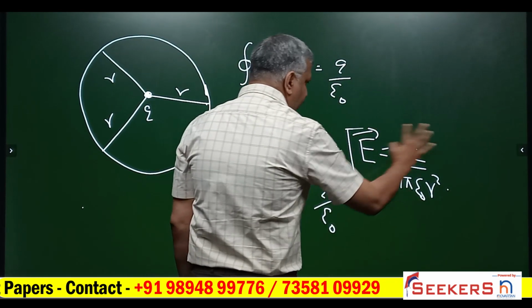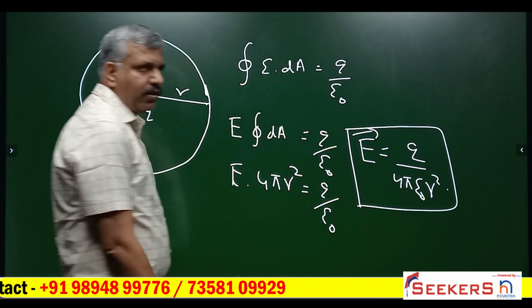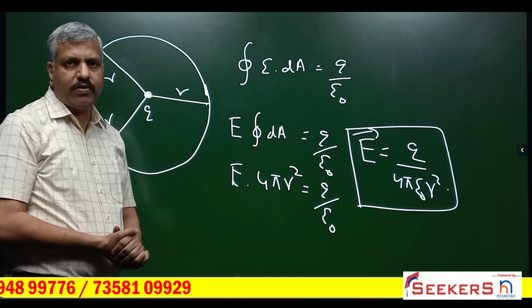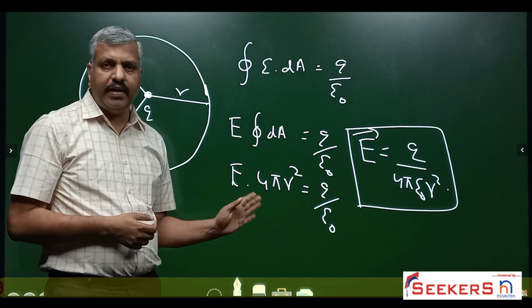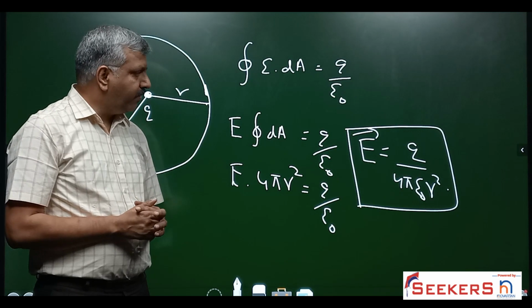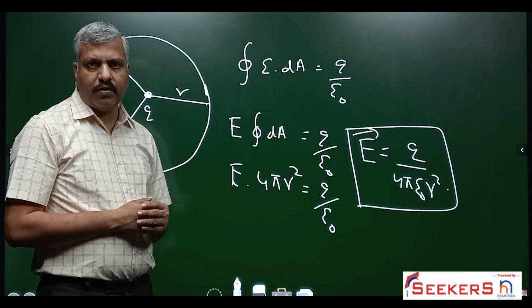Okay, so what I have done now is I have used Gauss law and I have proved Coulomb's law. Already we have seen, according to Coulomb's law, the electric field at any point due to a charge is given as Q divided by 4 pi epsilon naught r squared.